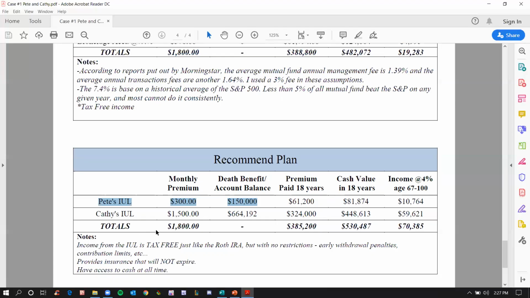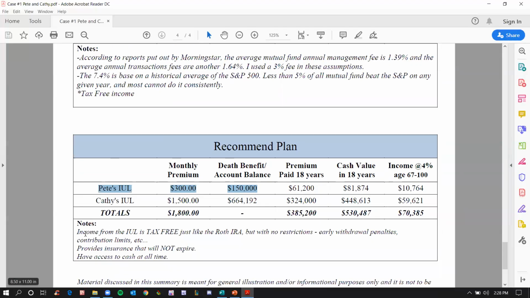Now we can't get any more insurance for a couple more years until that cancer diagnosis is 5 years old, and see how things go from there. But this puts them in a better place. You know, and then we cover the notes. Income from the IUL is tax-free, just like a Roth IRA, with no restriction, no other withdrawal penalties. Provides insurance that will not expire, and you have access to the cash at all times.